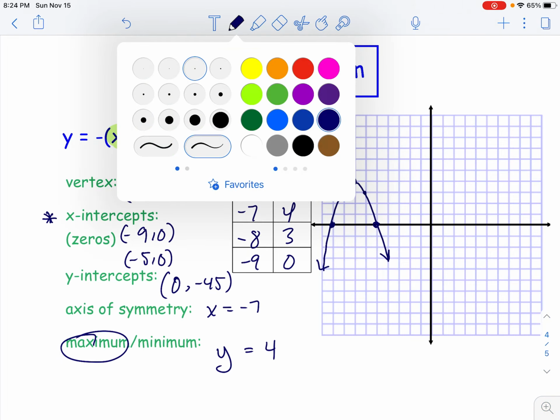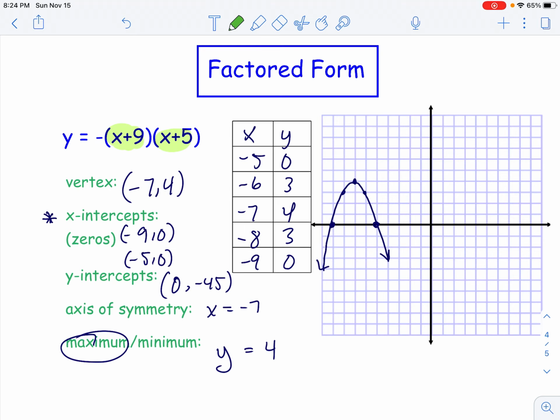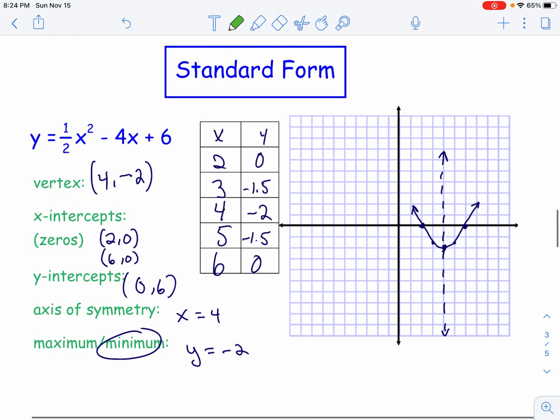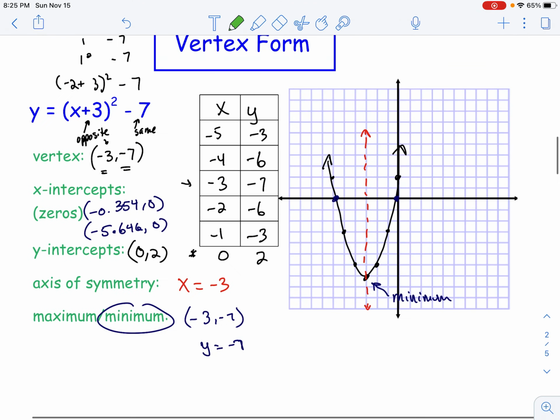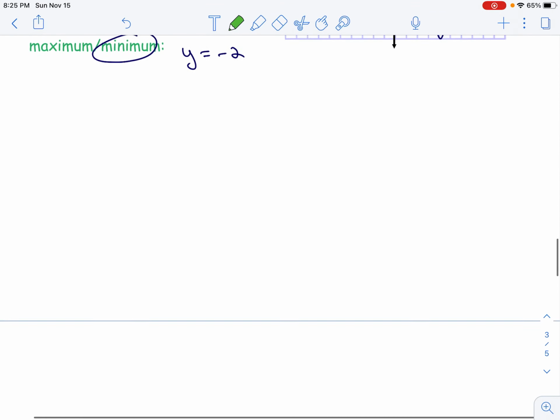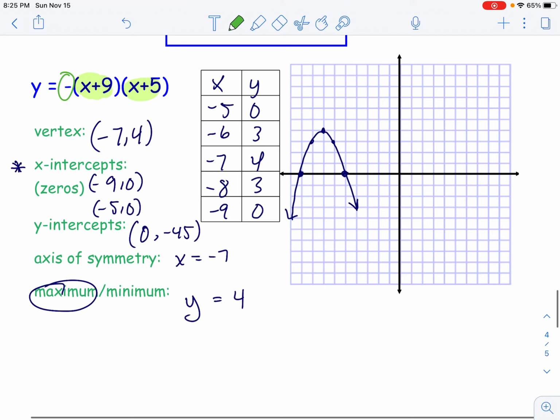Now, one quick couple things that I want to talk about here. If you notice, this has a maximum, and that's because of the negative out in front. On the others, it was not negative out in front, so we can look at this real quick. This 1/2 was positive, so it was U-shaped like that. The number out in front here, there's no number out in front there, so that's a 1. And that was U-shaped as well because there's not a negative out in front. So whenever you throw a negative out in front, that's going to flip the graph upside down.